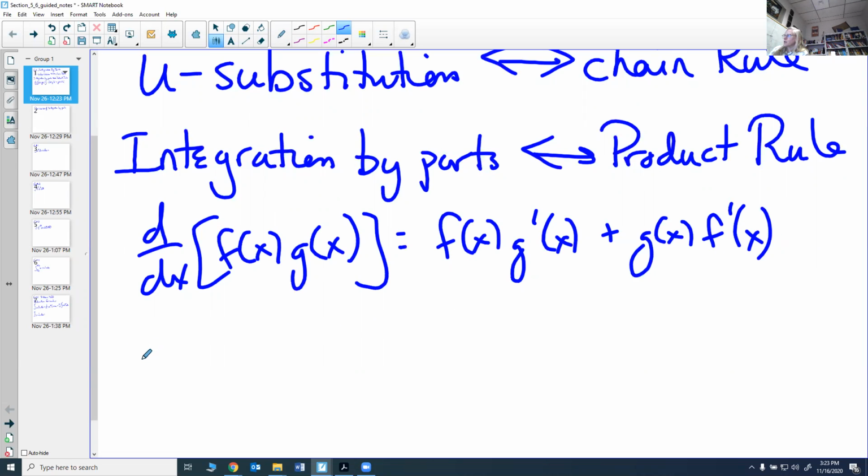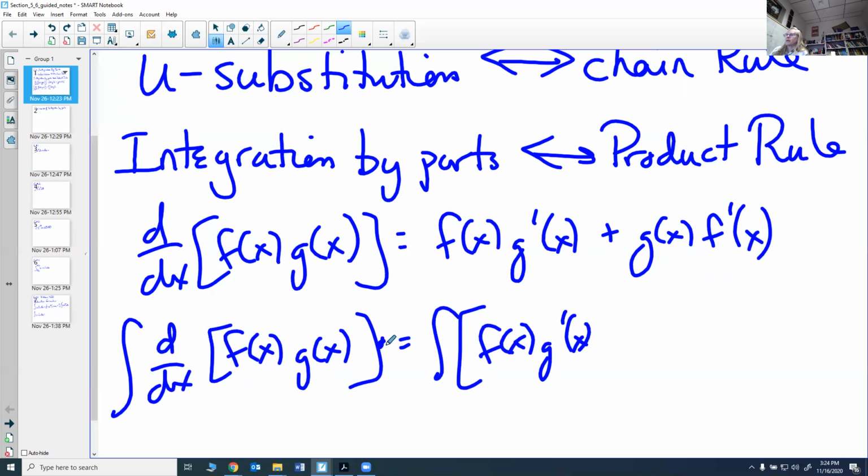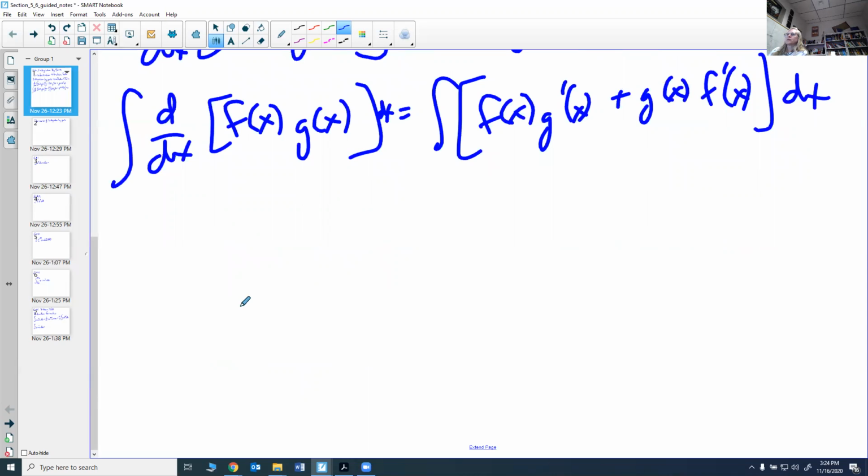We want to actually know what the integral of that product is. So we're going to take the integral of both sides. So we have the integral of the derivative of f of x times g of x is equal to the integral of f of x times g prime of x, forgot my dx, plus g of x times f prime of x dx. The fundamental theorem of calculus tells us that the integral of a derivative is just the thing inside. So the integral of the derivative of f of x times g of x is just f of x times g of x.